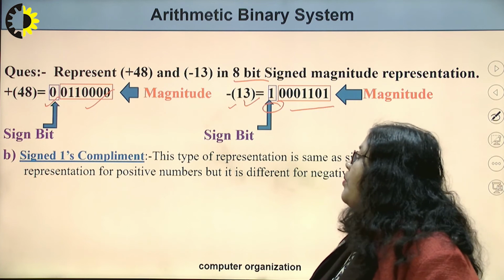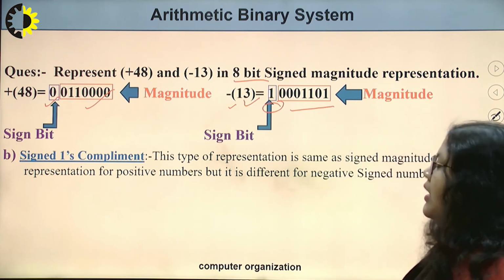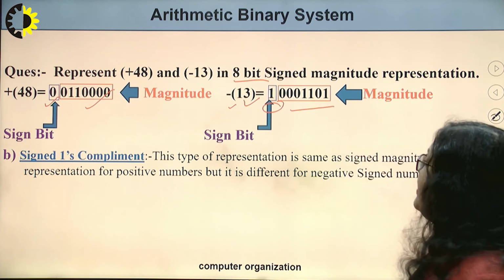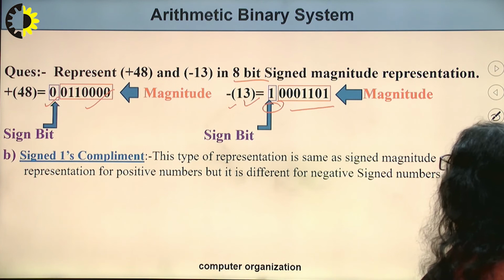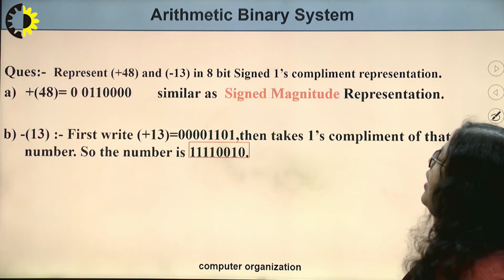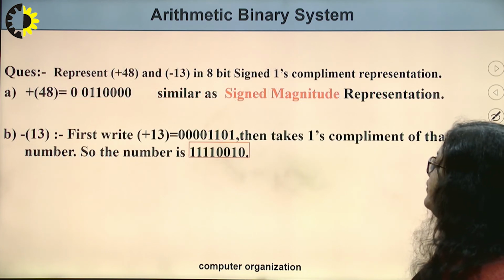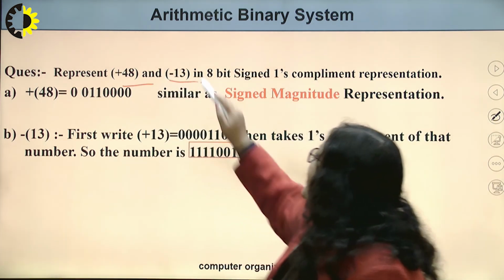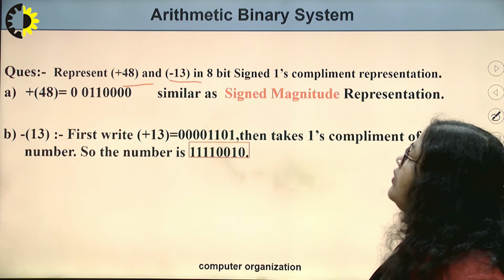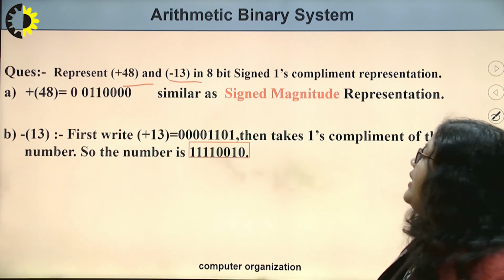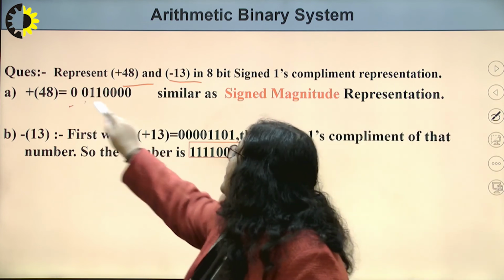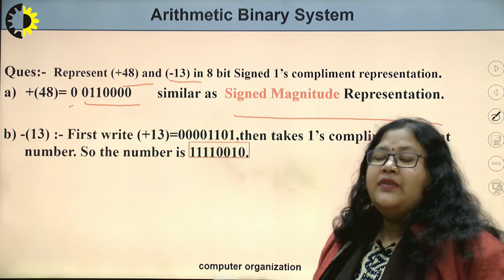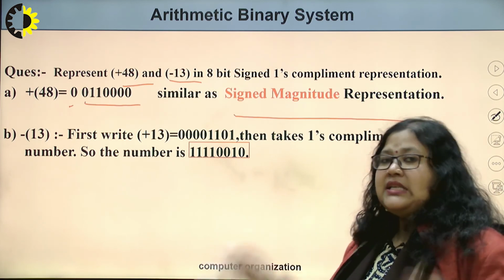Now the sign 1's complement form. If the number is positive, it is the same as the sign magnitude form, but if the number is negative, we first convert the number and take the 1's complement of it. So here we have plus 48 and minus 13. First we convert plus 48 into binary form, so it is 0 followed by the binary form of 48. It is the same as the sign magnitude form, if the number is positive.